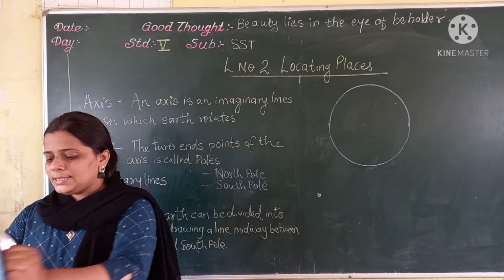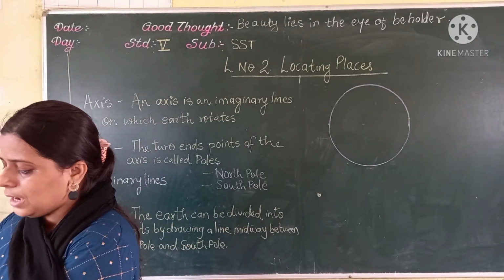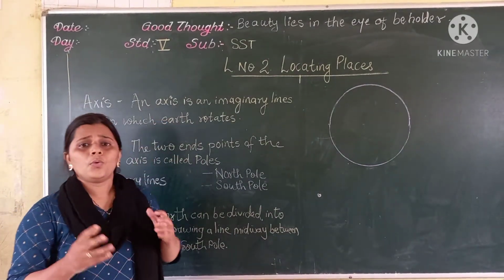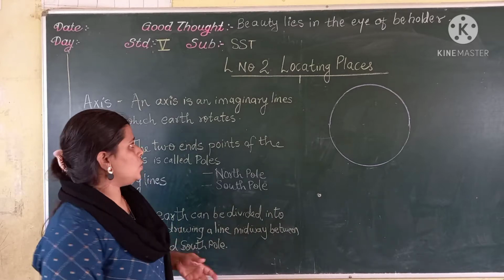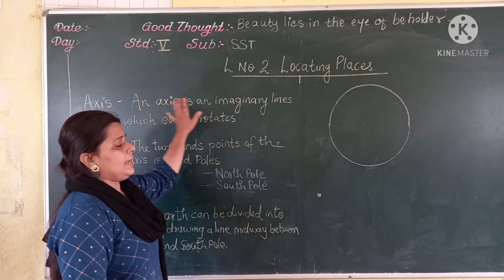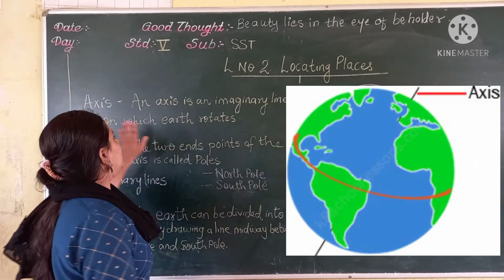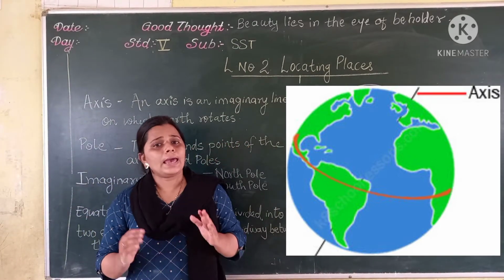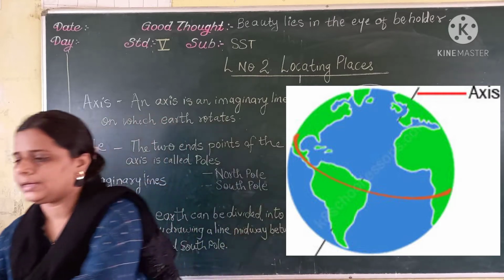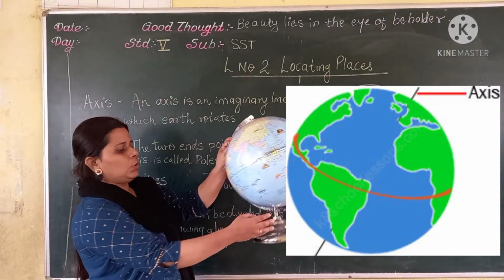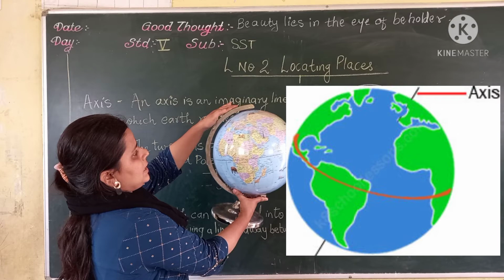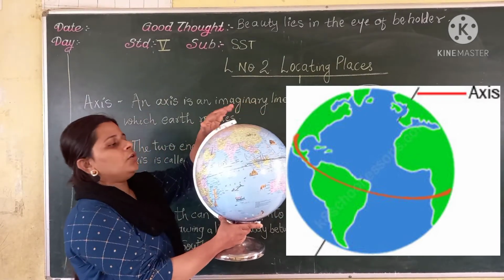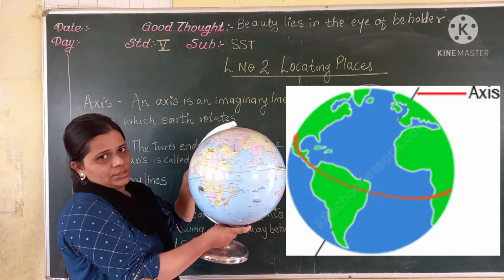Okay. Now let's start. So students, first we'll understand the concept of axis. Now what is an axis? An axis is an imaginary line on which Earth rotates. Okay. Now here I will show you the axis on the globe. This is an axis. It is an imaginary line on which Earth rotates.